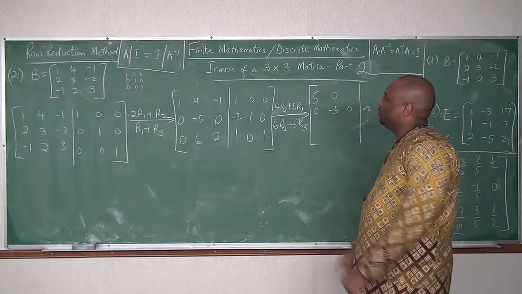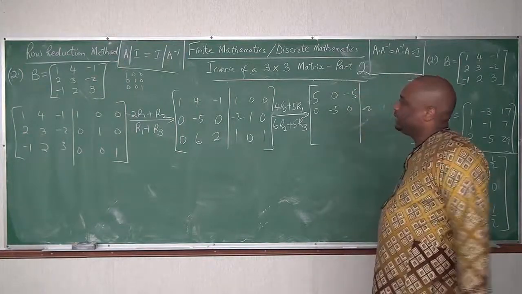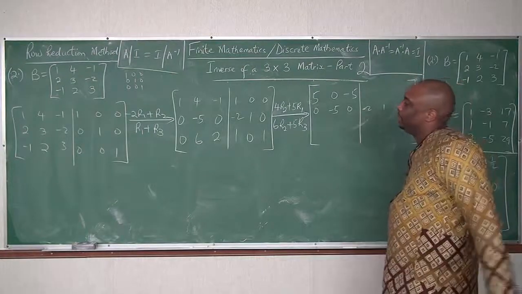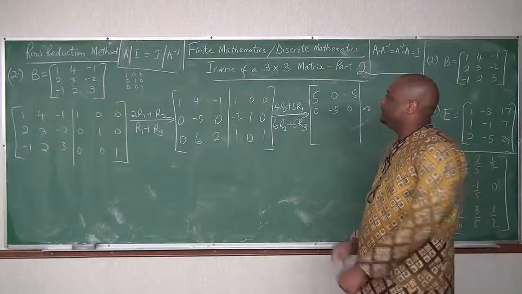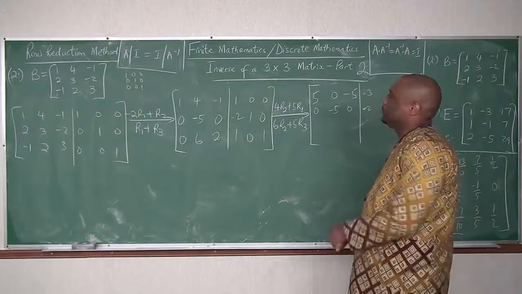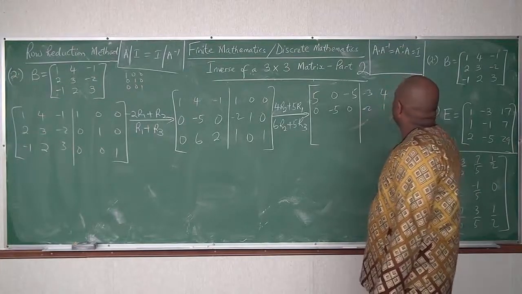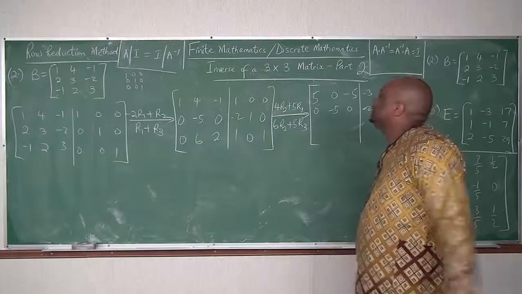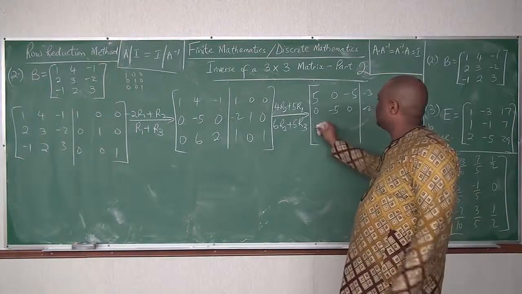4 times 0, 0. 5 times negative 1, negative 5. 4 times negative 2 is negative 8. Negative 8 plus 5 times 1, 5. Negative 8 plus 5 is negative 3. 4 times 1, 4, plus 5 times 0, 0. 4 times 1 is 4. 6 times 0, 0, is 0.